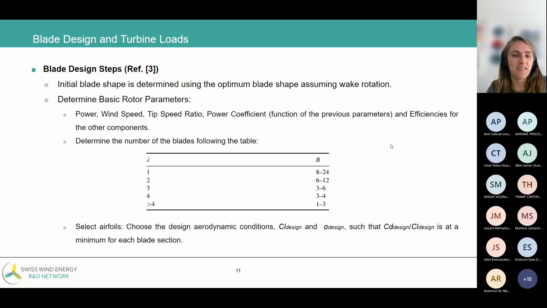Then the next thing is to define the number of blades. So here you are free. You can design a wind turbine with one blade, let's say, but of course 3 is the main one in the industry.